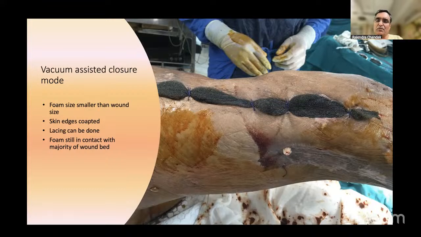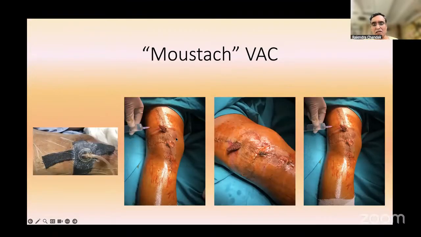So what happens if you keep the whole bed open, then you have to flap it. So in VAC mode it goes on reducing the space of the infected bed. So it is vacuum assisted closure mode. Intermittent sutures you can give. This is another way I like in an acute fracture. So again, we put foam inside.